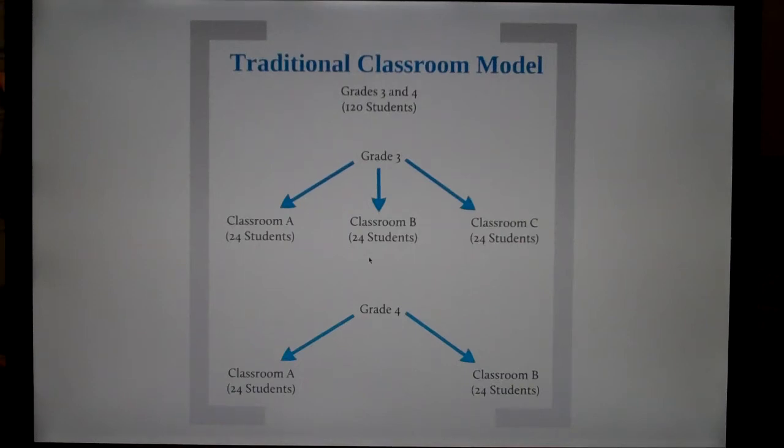This is the traditional classroom model you would see if you were to walk through the doors of Moreland if we had 120 students in grades 3 and 4. Grade 3 would house 3 classrooms with 24 students, and grade 4 would house 2 classrooms with 24 students.